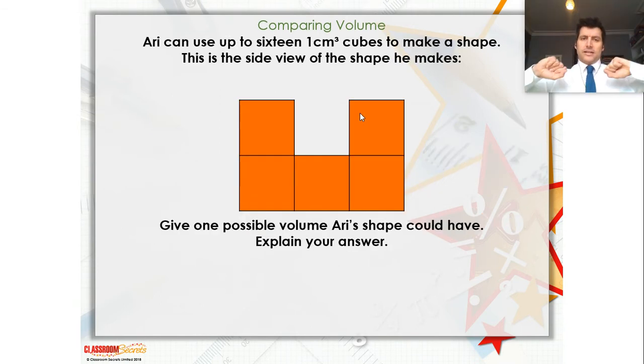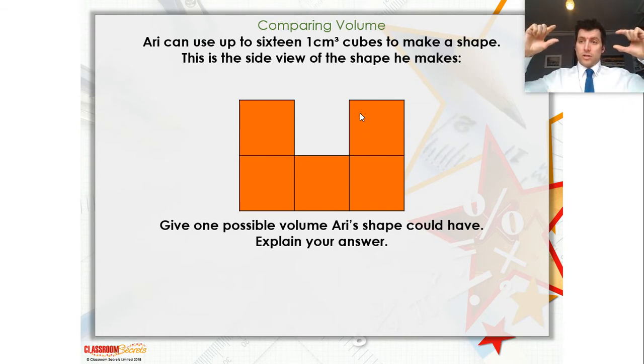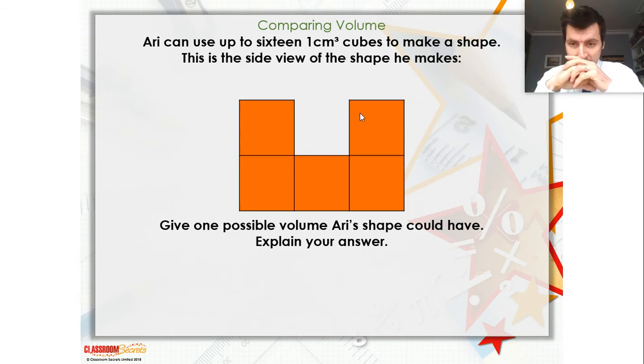Okay, now, Harry's done something. He's got 16 centimeters cubed. Okay, and what he can do was, if he had a shape, he can turn the 3D shape so that all you can see is that view. So 2 on top and 3 along the bottom row. Okay. What possible volume could it be?